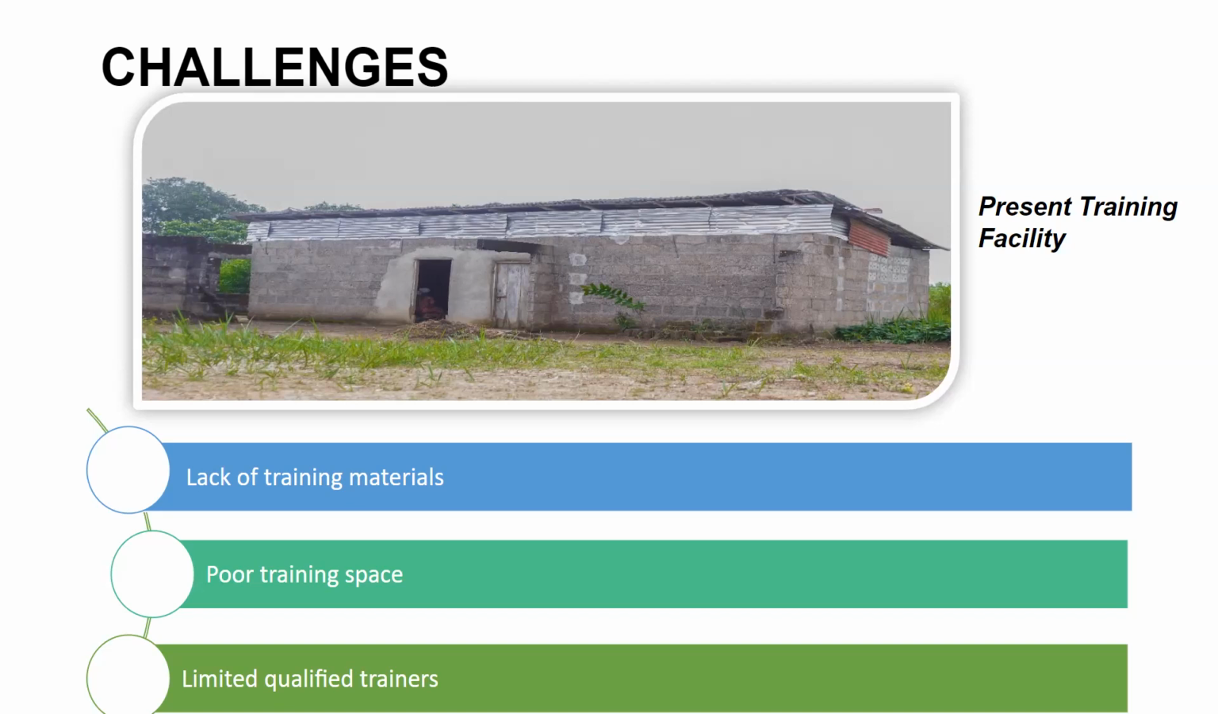So we have poor training space and also limited qualified trainers. We have only 2 people. Actually, I think volunteering is a big issue. It's only when money is involved that people will come on board. So we have only 2 who said, okay, we are ready to dedicate our time and share our knowledge with youth in this community. So we have 2 qualified trainers.